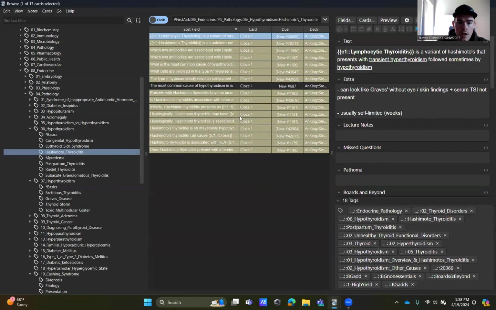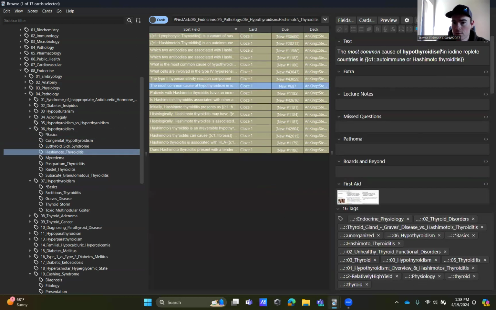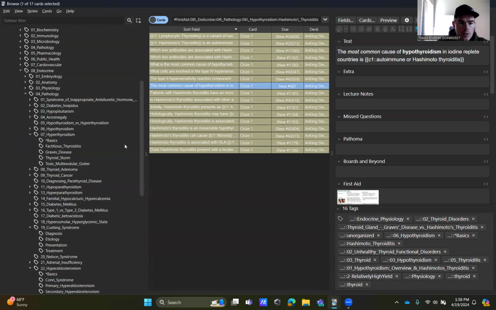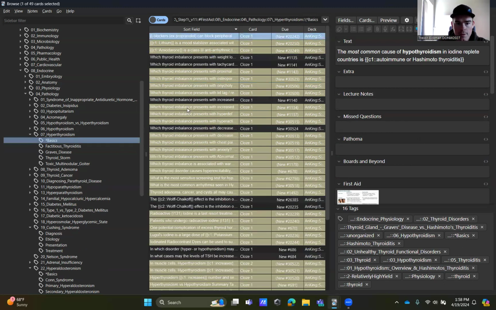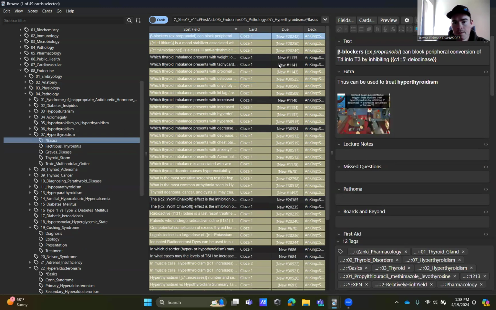And then we're going to go to Hashimoto thyroiditis, and I think this should already be activated, but just know that Hashimoto thyroiditis is the most common cause of hypothyroidism if iodine is supplemented in a lot of foods. So that's most common in the United States. And that is it for this section. And we're going to be in hyperthyroidism, and just in basics to start.